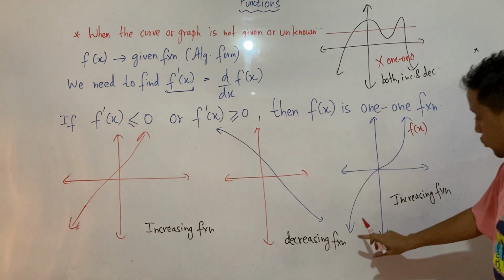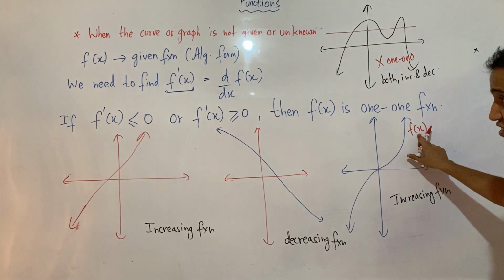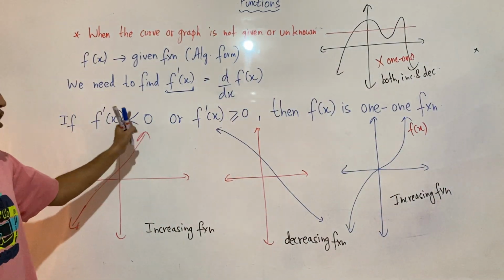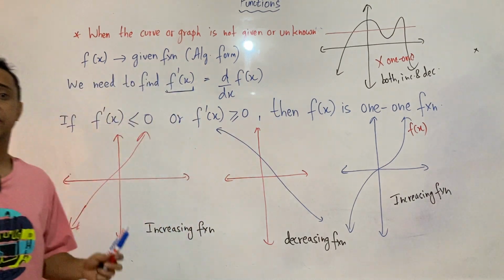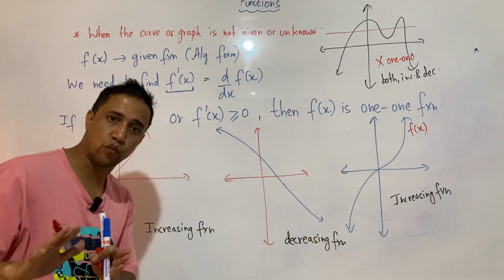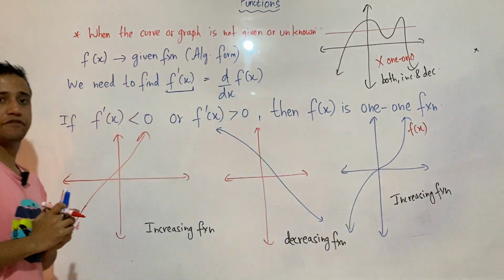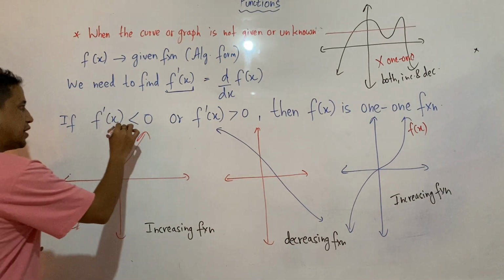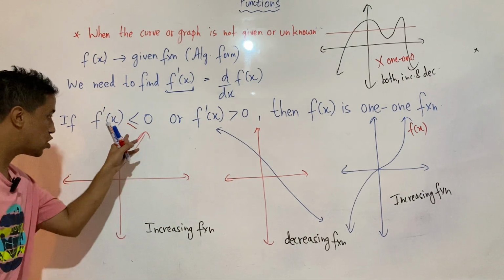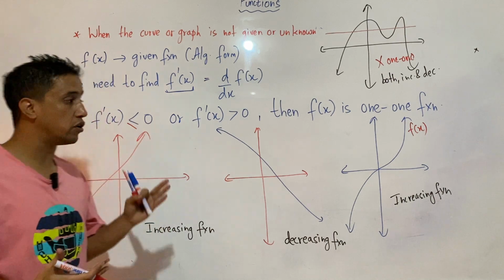Now if you take the derivative of this function f(x), then it has to be less than or equal to 0 or greater than or equal to 0. The whole point is that if it is less than 0, of course it is a 1-1 function. If it is greater than 0, then of course it's going to be a 1-1 function. But it could be, in some cases, less than or equal to.